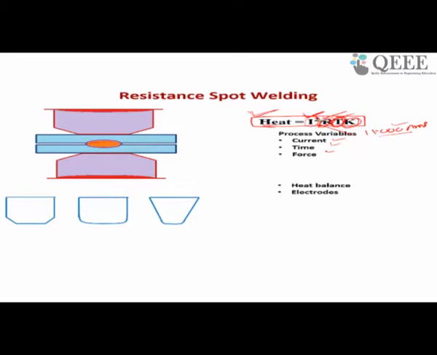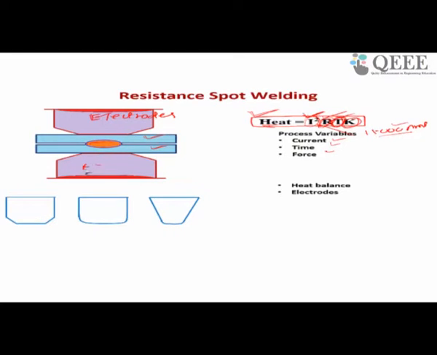And resistance. What is resistance? When you join two pieces together in this process, you have to place two plates together. The two plates to be joined will be placed together. Then on top of one plate and at the bottom of the other plate, two electrodes are there.